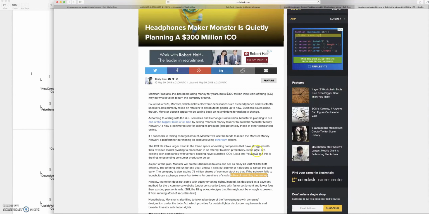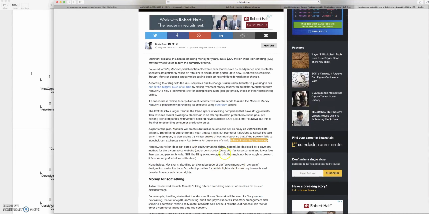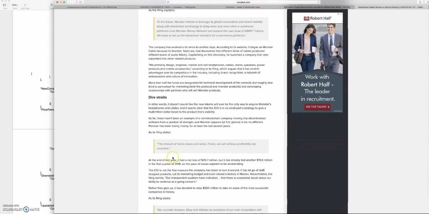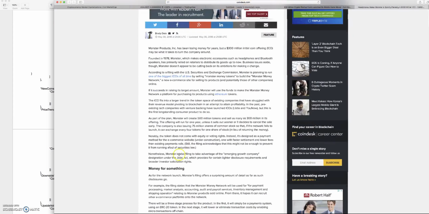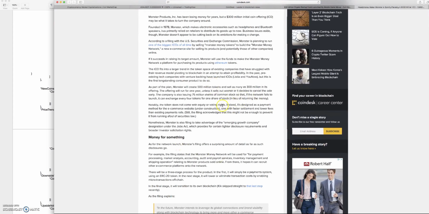And at that point, if this ICO fails, they're probably going bankrupt. And these 75 million shares will be worth nothing anyway. But it even says down here, the amount of future losses and when, if ever, we achieve profitability are uncertain. So proceed with caution with this one.